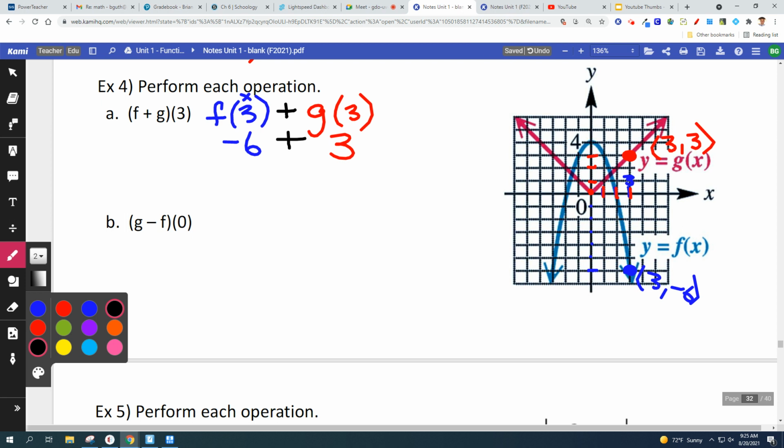Students have historically struggled with this problem because they can't see it on the graph. They don't know where they're looking and their eyes go crossed. But all we're doing now is negative 6 plus 3 is negative 3. So this next problem says g of 0 minus f of 0.